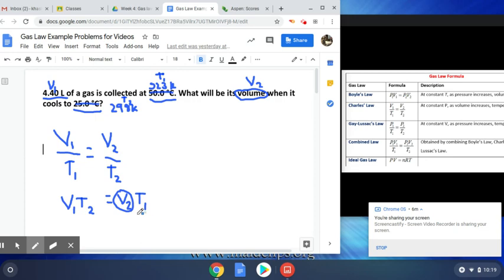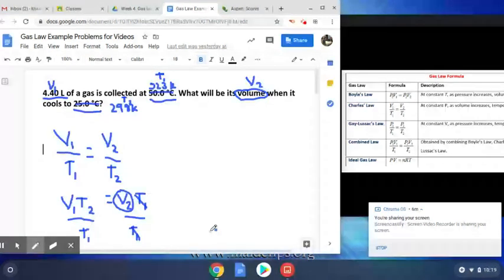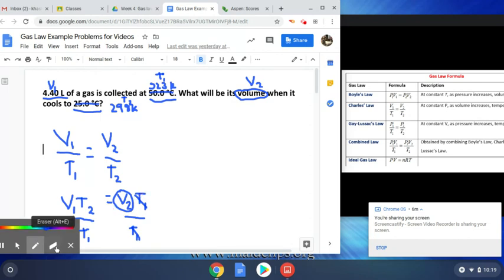So in order to do that, you should see that you would divide by T1 on both sides. So if you divide by T1 on this side, it cancels out. And now you have this new formula that's V2. To make that easier on everyone, I'm just going to erase these because they canceled out. And now it's really easy because all you have to do is take the stuff that you've already labeled and plug it into the right place.